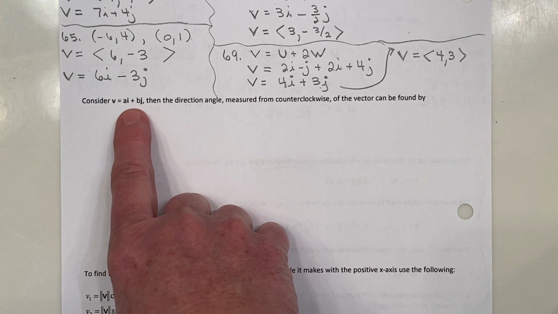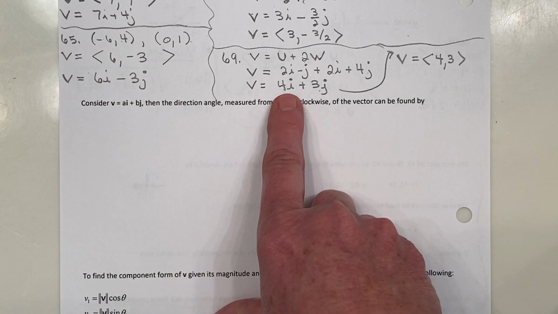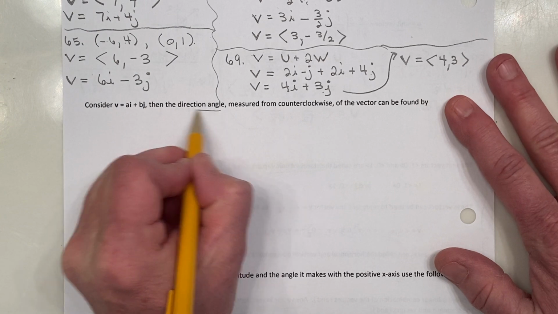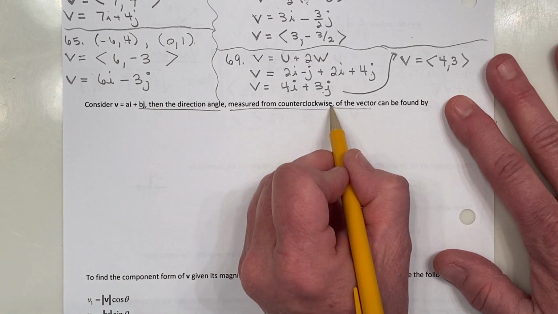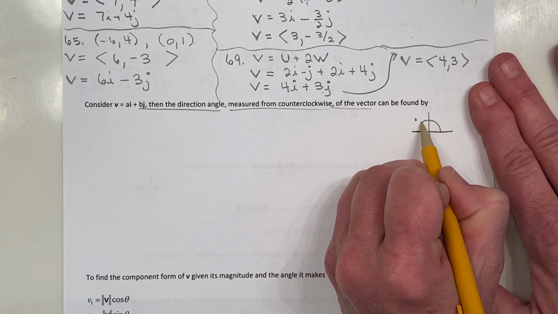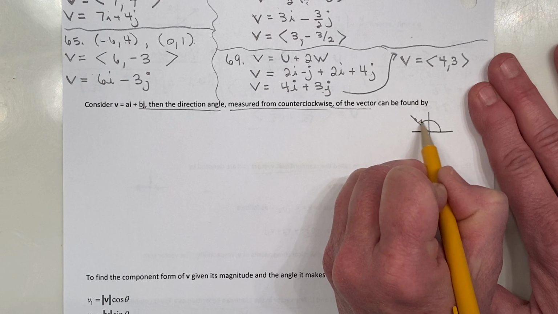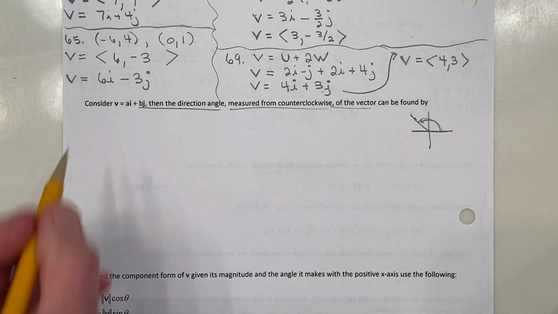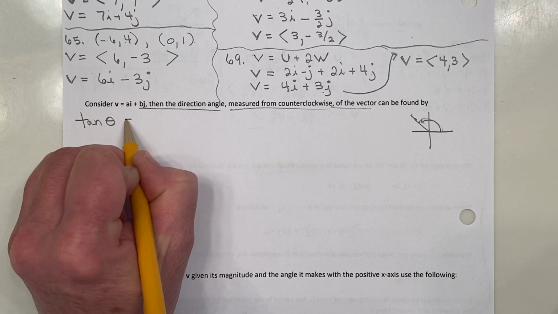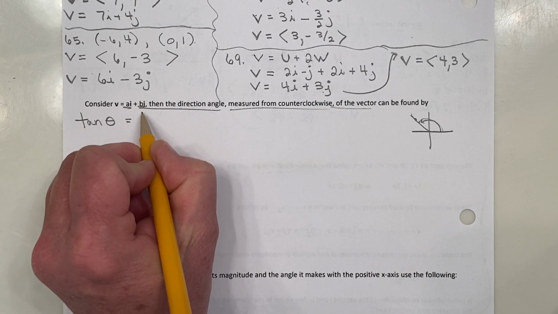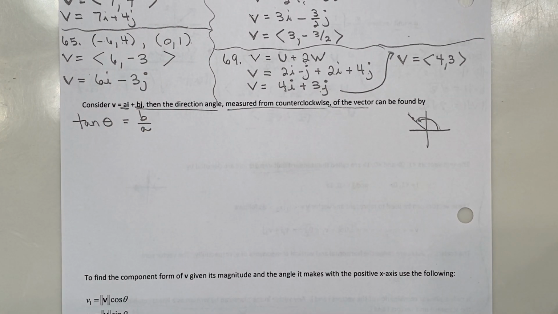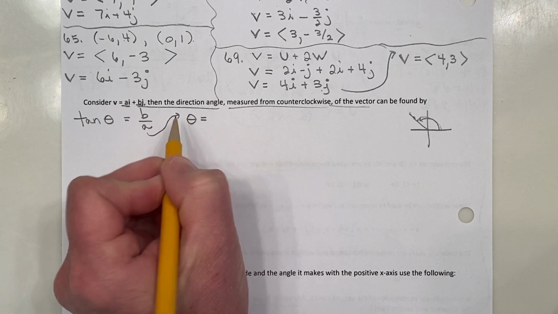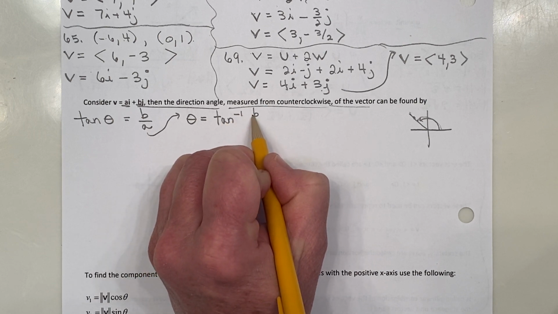All right, consider vector V that's in ai plus bj form. In this example, a would be 4 and b would be 3, the components. Then the direction angle, measured counterclockwise from standard position. If we had a vector over here, what is this angle? I can find the angle of the direction, not the slope, but the angle from standard position, by using this formula: tangent of theta equals V sub 2, or b, divided by a. Of course, I want to find the angle, so we have to bring in arctan. So theta is arctan of b over a.